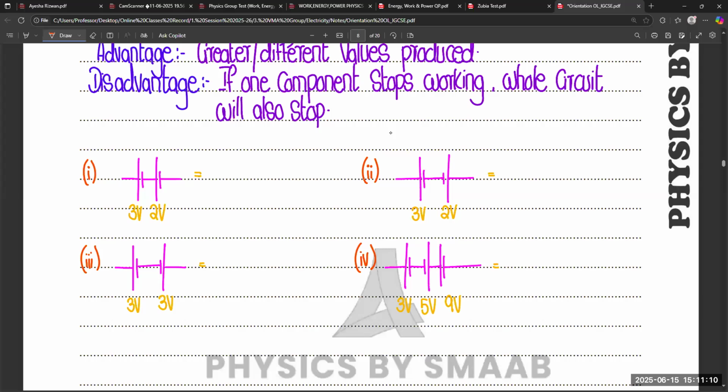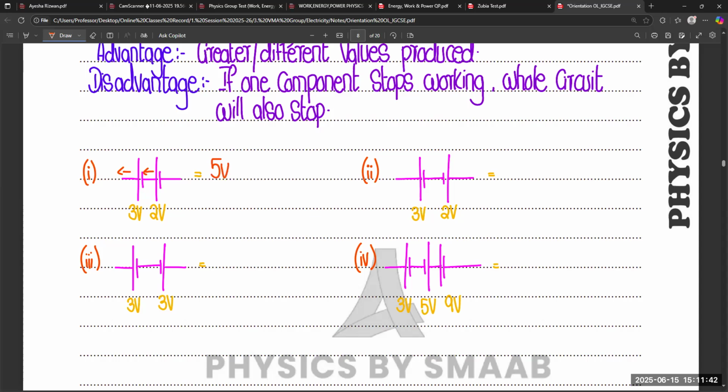So what will be the final value in combination number one? If we connect cells in series combination according to orientation number one, what is the final answer? The final answer will be equal to 5 volts because we have the same ends connected on one side. So the charges are moving towards the left-hand side. So the final answer will be 3 plus 2 equals 5 volts.